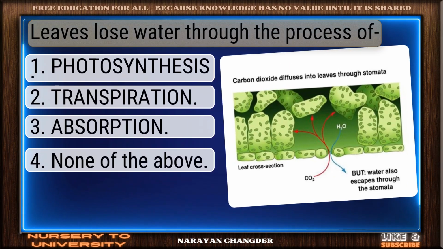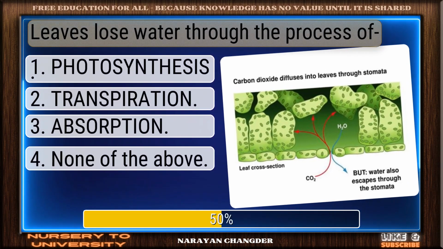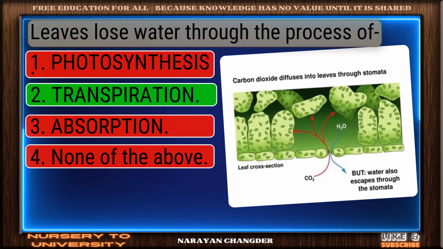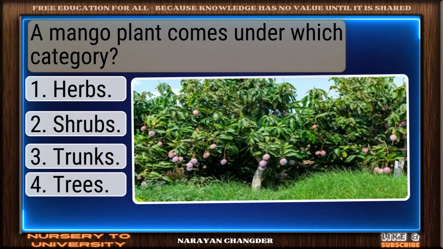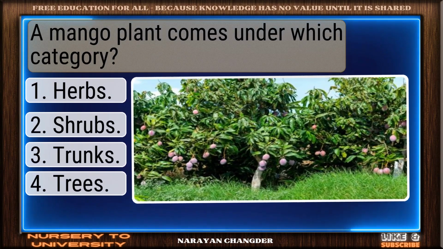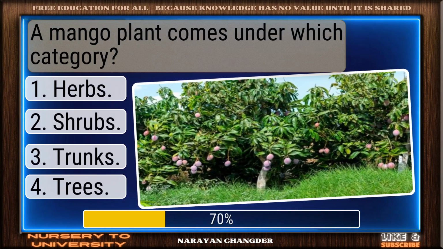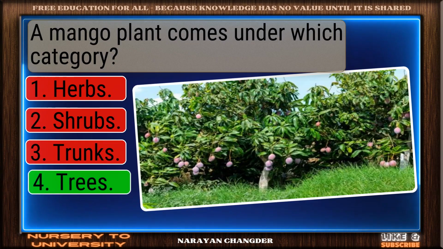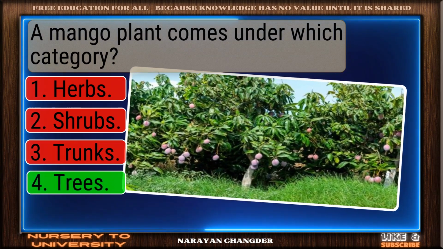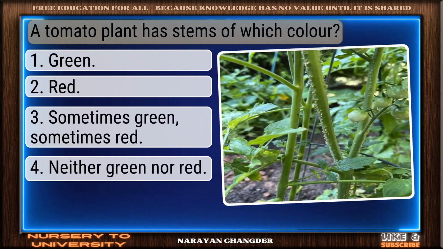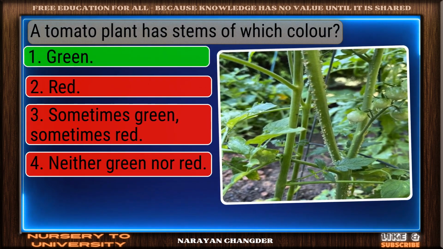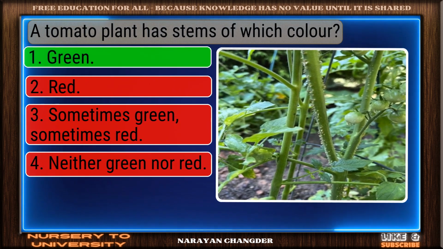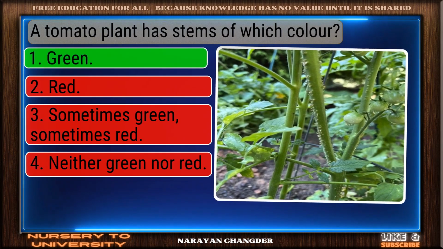Leaves lose water through the process of. Correct. Transpiration is the right answer. A mango plant comes under which category? Right choice. Trees is the best answer. A tomato plant has stems of which color? Exactly. Green makes sense, and it is right choice.